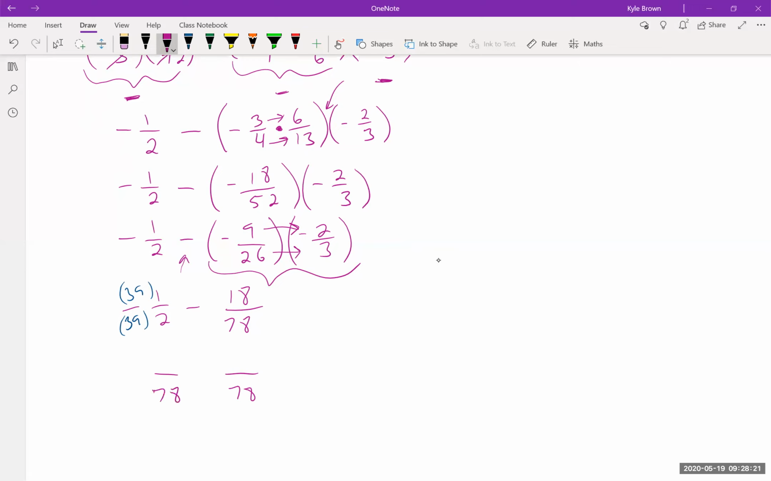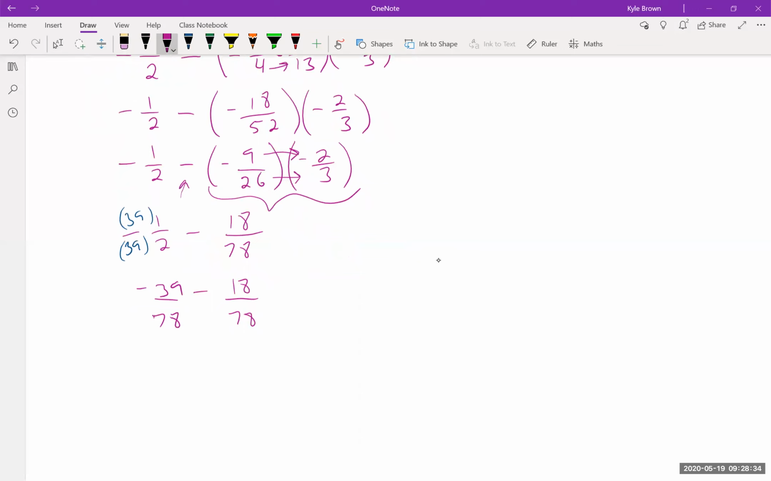So that'll be 78 in the bottom. So 39 times 1 is 39. Don't forget there was a negative there as well. So -18. So then in the end here, we've got negative 39 minus 18. So that means you're at negative 39 and you go 18 to the left. It's like the same thing as going 39 plus 18, right? But in the negative direction. So we've got negative 57 over 78.